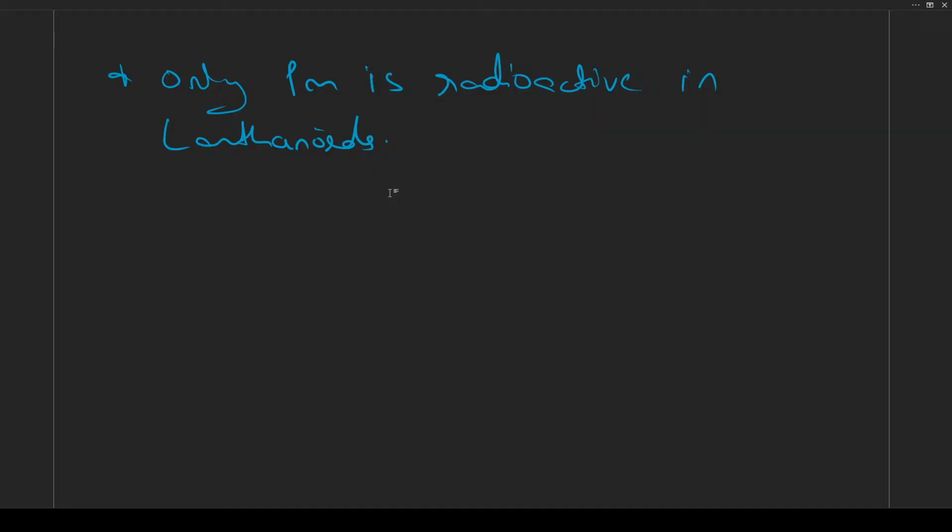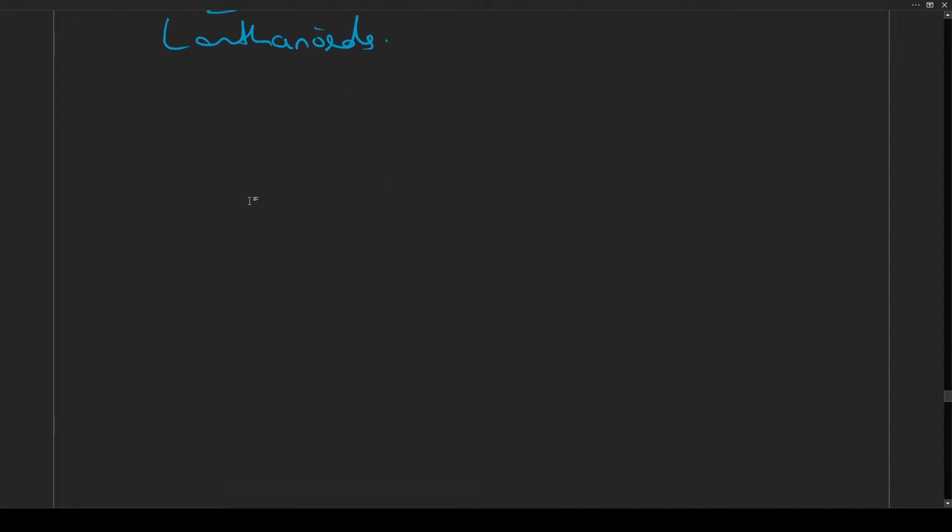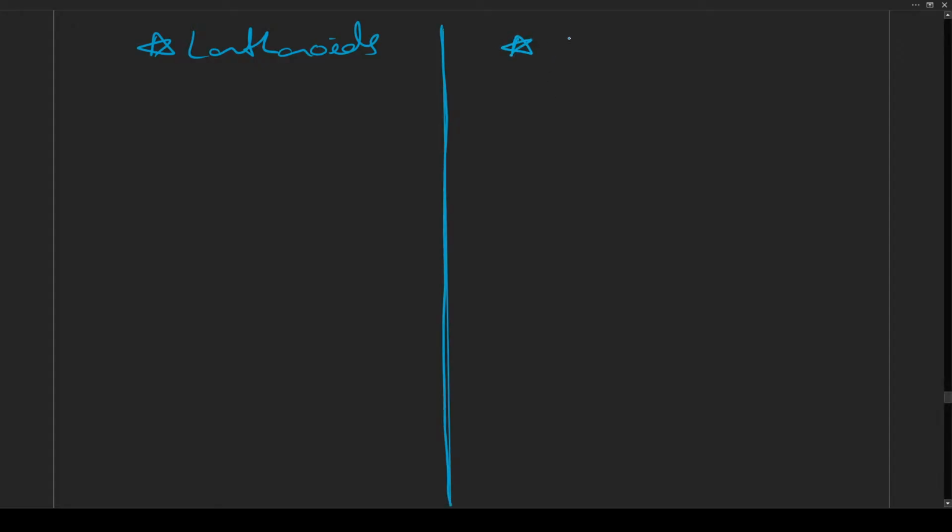Covalent character of cation increases. Let's write a table and write lanthanoids. Actinoids.